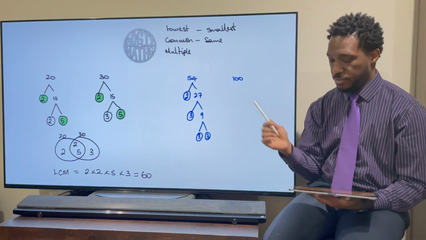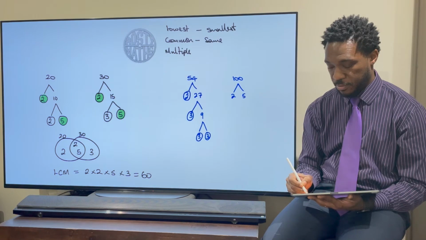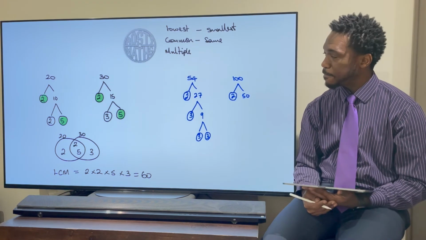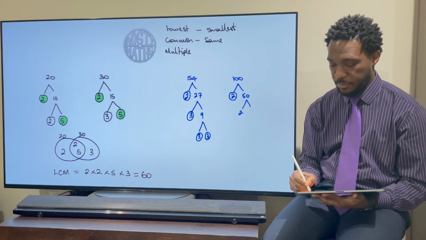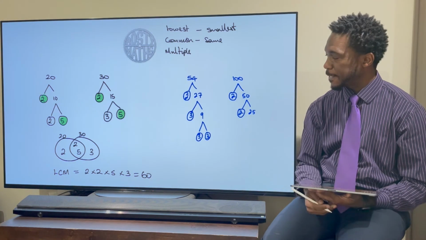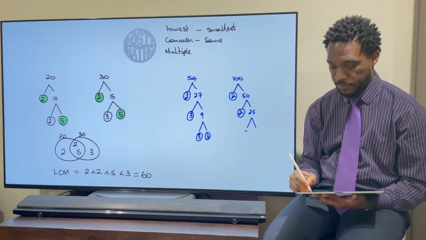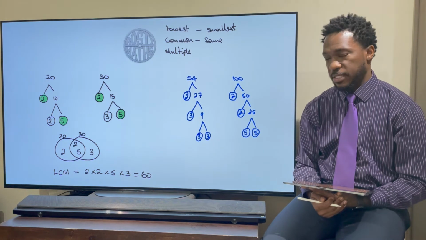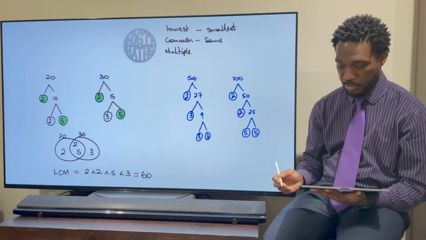And then now I go to do the 100. So because that's an even number, I will start with 2. So 2 and 50. Then I can split my 50 into 2 times 25. Then I split my 25 into 5 times 5. And we're going to find the lowest common multiple now. All right, let's rock on.